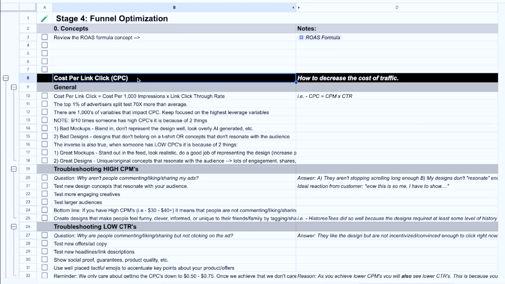We just explained all the back end stuff, but it doesn't have to be a complicated process. It's just, is my cost per link click greater than 75 cents? If the answer is yes, then that is most likely your issue and most likely the thing that you have to work on.